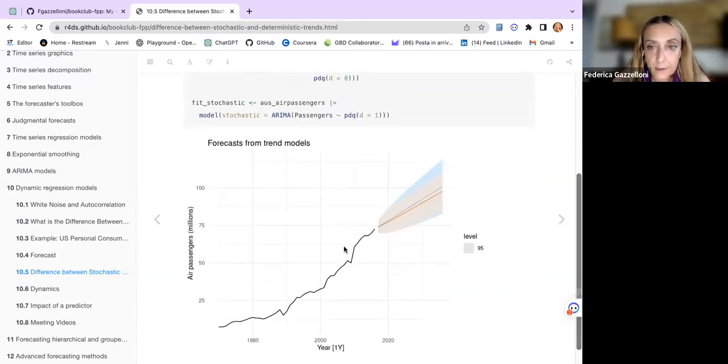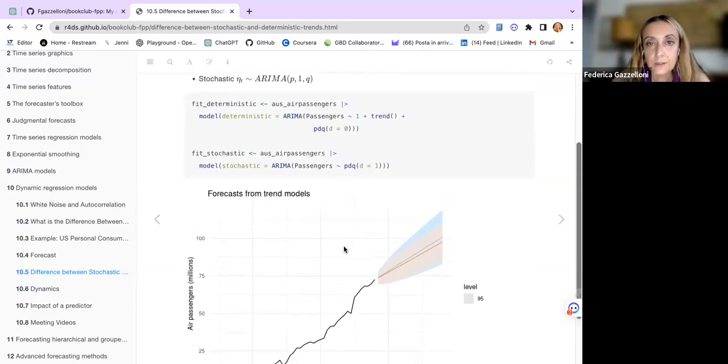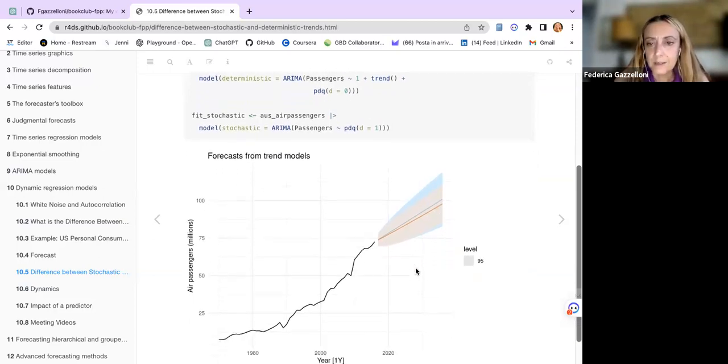I think I don't have the legend. But basically, the stochastic one is the orange, which is a bit more... I don't want to say something wrong. Basically it's able to grab changes within the models.